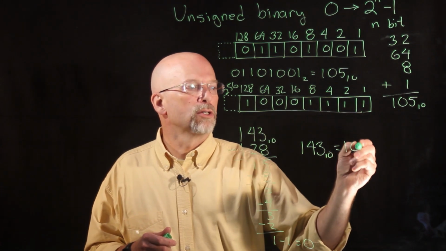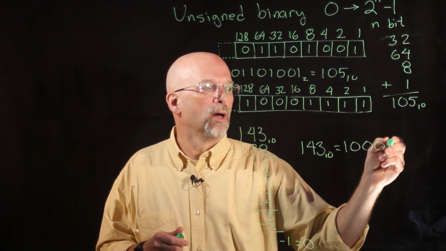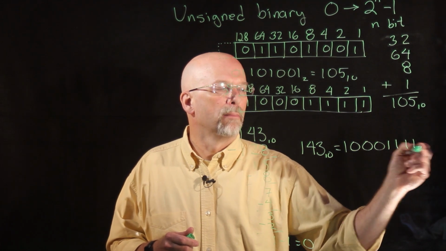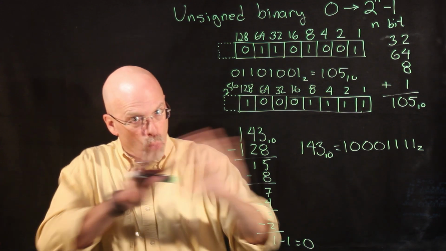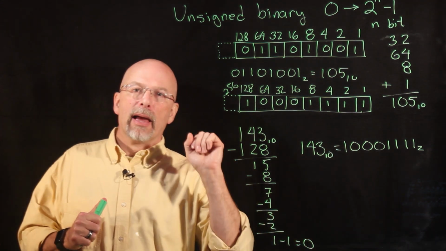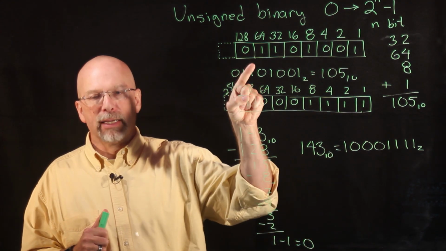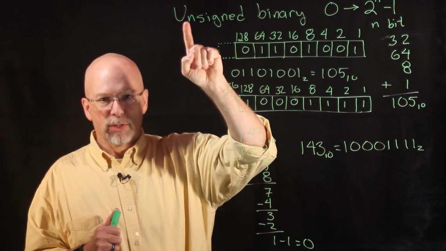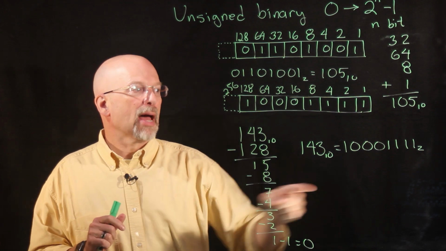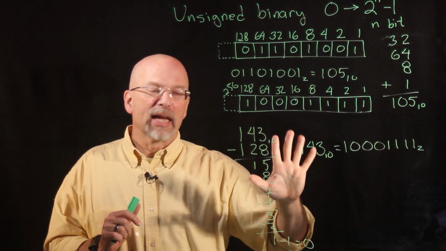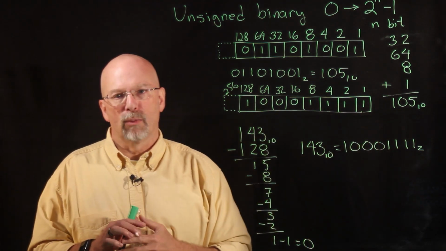So what we've got is 143 base 10 is equal to that pattern of 1s and 0s: 1, 0, 0, 0, 1, 1, 1, 1, base 2. Now, the key is this is just one way of representing a decimal number in binary. This is, once again, referred to as unsigned binary. We will talk about signs later on, but right now, positive, non-negative values are what we're looking at representing here.